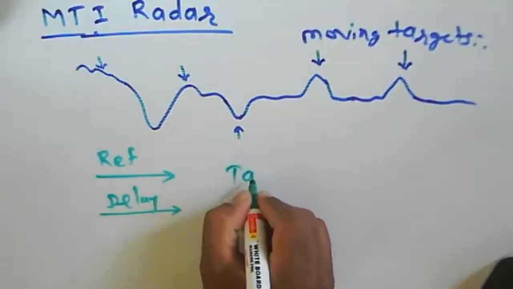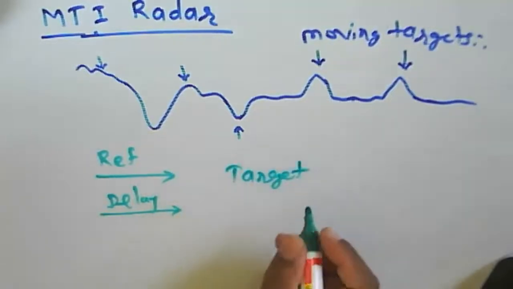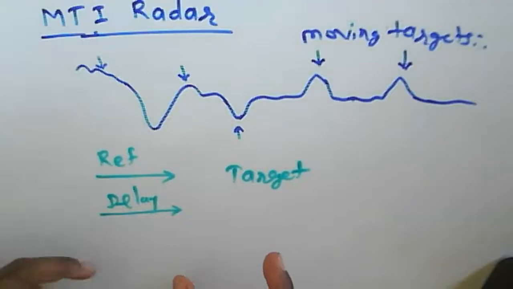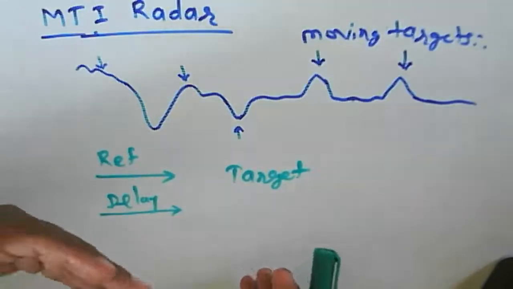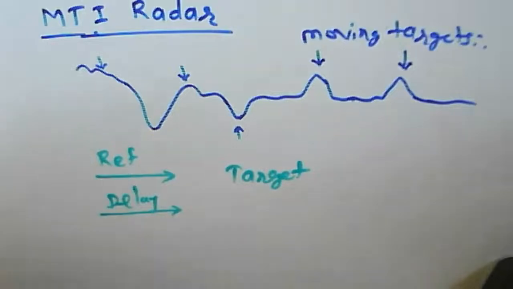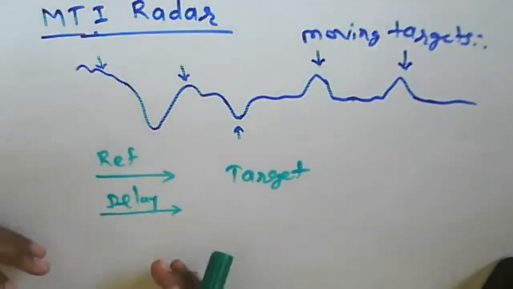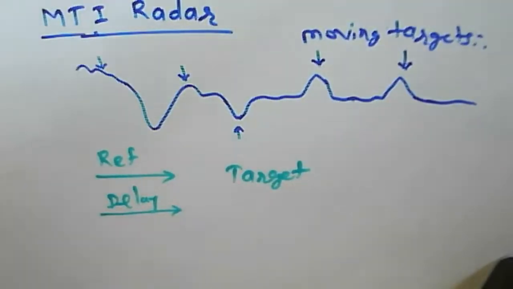So target identification can be possible, or any information that doesn't have any shift in frequency. Shift in frequency, because the target is fixed now. There is no movement in the target, so these are stationary targets. If those targets are there, stationary targets are there.